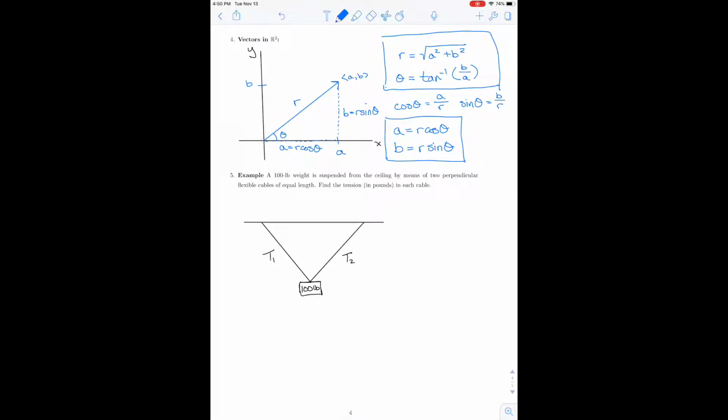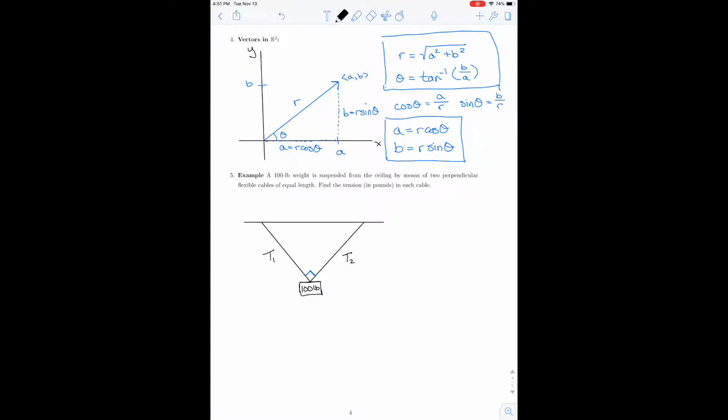So the example is that there is a 100-pound weight that is suspended from the ceiling by means of two perpendicular flexible cables of equal length. You can see the two cables hanging from the ceiling, but they make a perpendicular or 90-degree angle right there at the weight. And what we want to do is find how much tension or force in pounds there is in each cable.